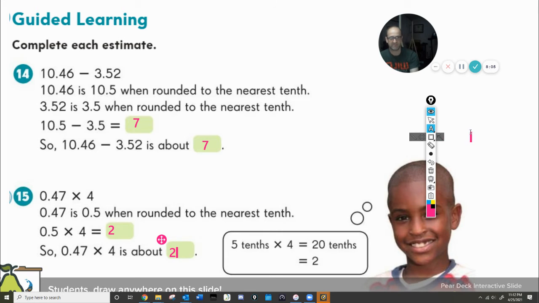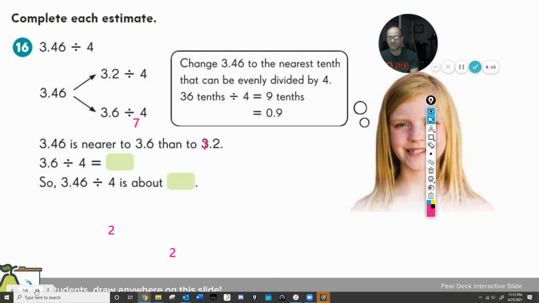All right, let's carry on. Okay, same idea with the division. Kind of pretend the decimals aren't there.